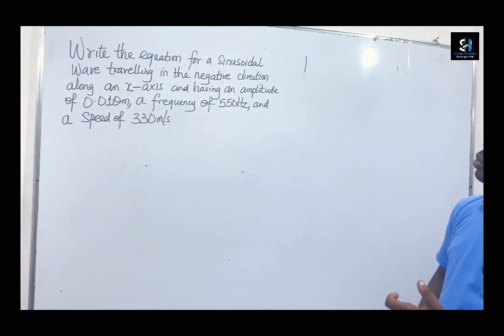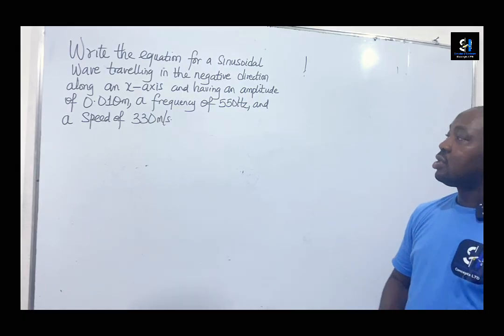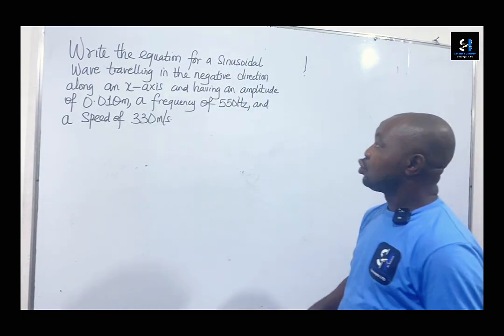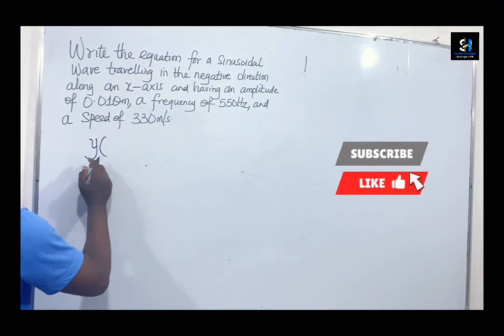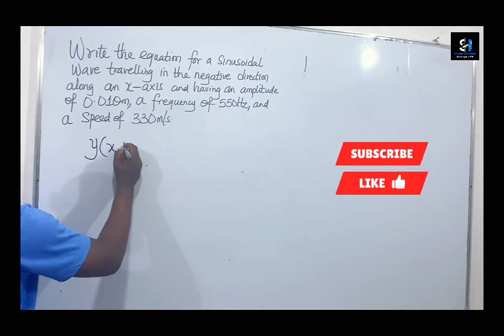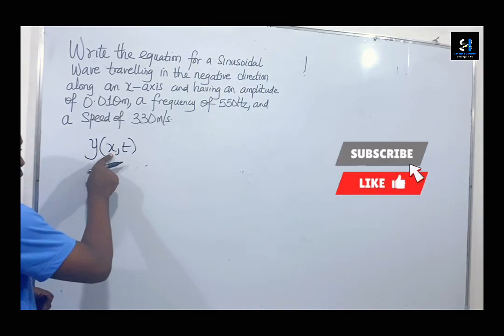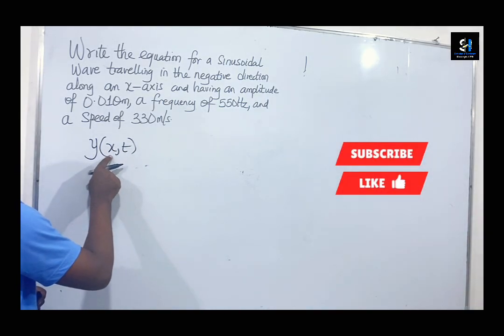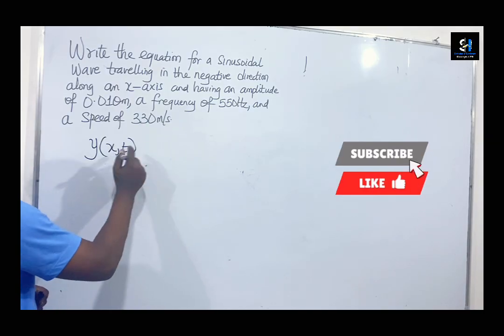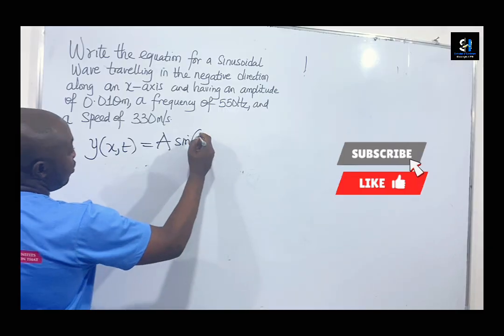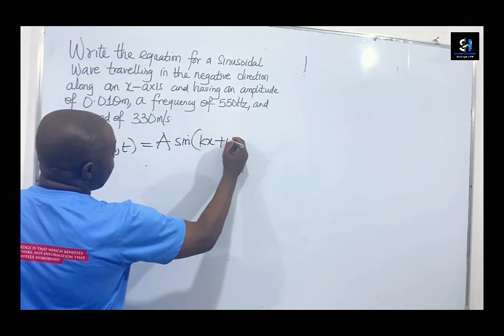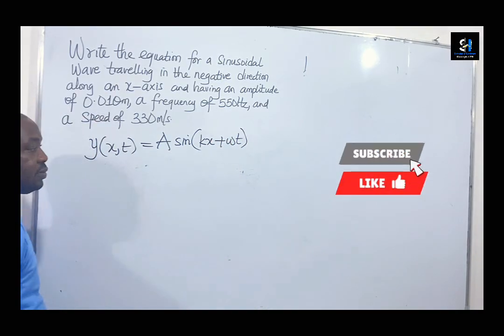The equation of a sinusoidal wave traveling in the negative x direction is the wave function y, as a function of x, the distance traveled by the wave, and time t, equals amplitude times sine of (kx plus omega t).